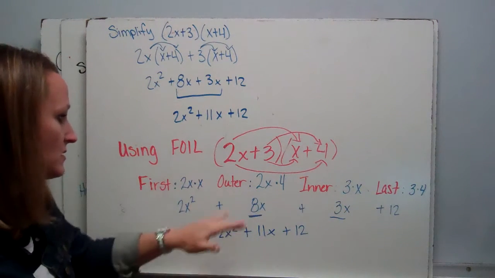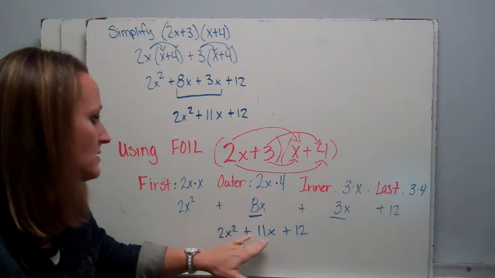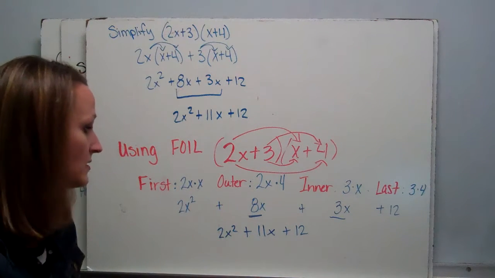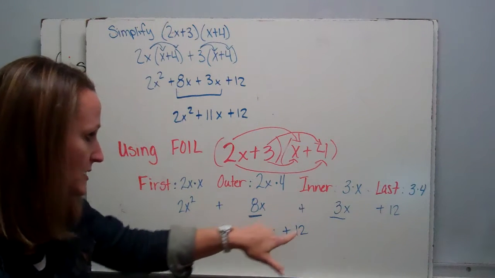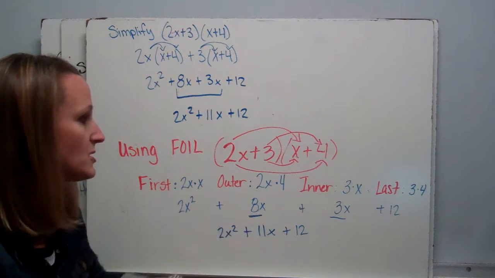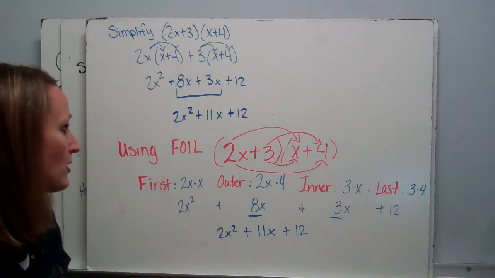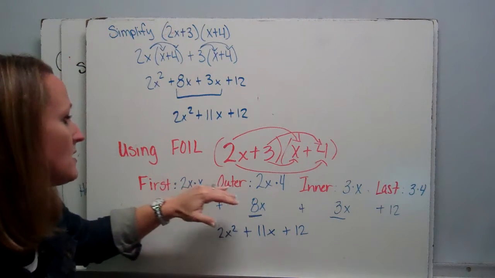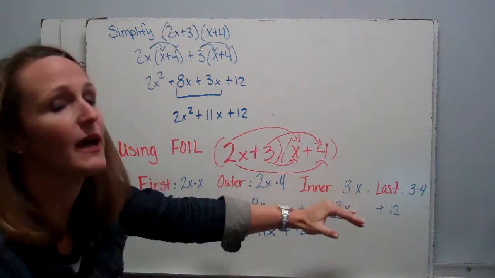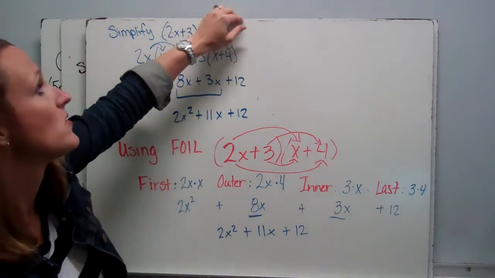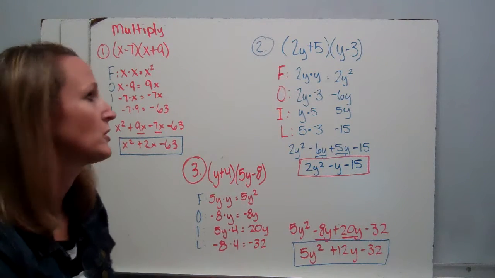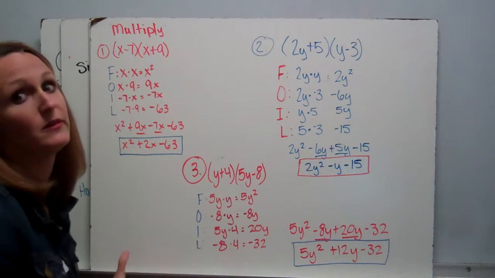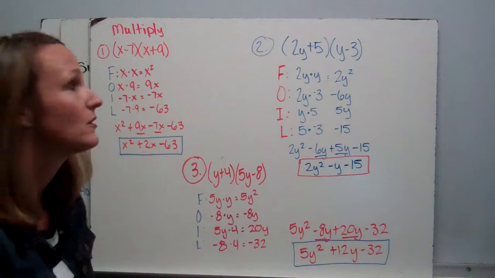Combine your like terms. 8x plus 3x, which is 11x. Put it all together. 2x squared plus 8x plus 3x, or 11x, plus 12. That is the FOIL method. First, outer, inner, last. Let's do some more. I'm sticking with FOIL. If you think the other way is easier, go ahead.